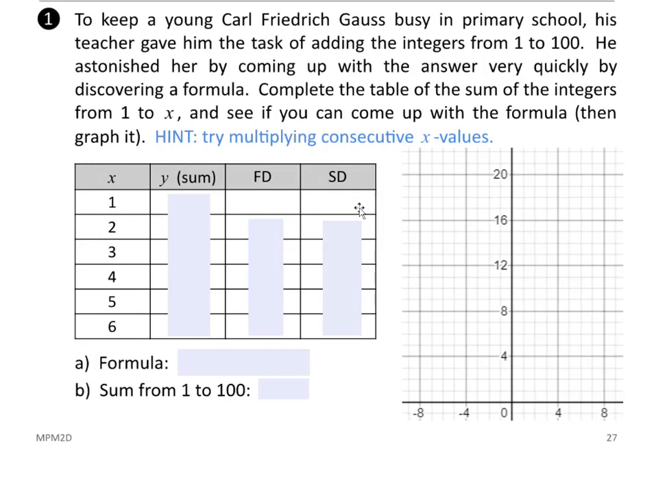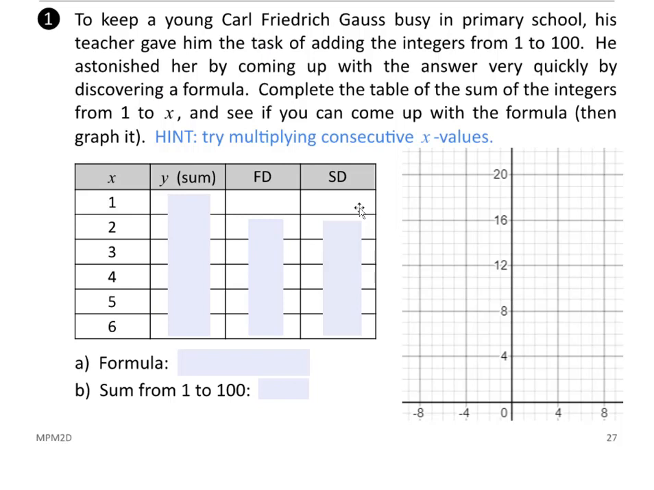First example here. This is actually a true story. So, to keep young Carl Friedrich Gauss, some pronounce it Gauss or Gauss, is a German name, busy in primary school, or elementary school as we call it here. His teacher gave him a task of adding integers from 1 to 100.